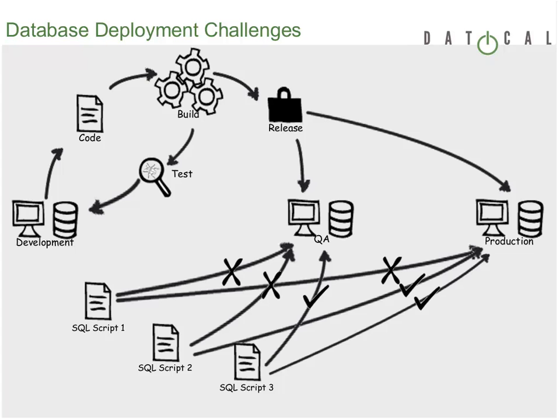In this example, it appears we don't need to run 1, but we need to run 2 and 3. And understanding that is problematic, is one way to put it.